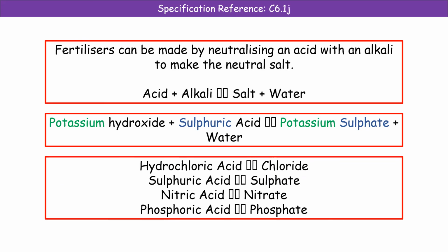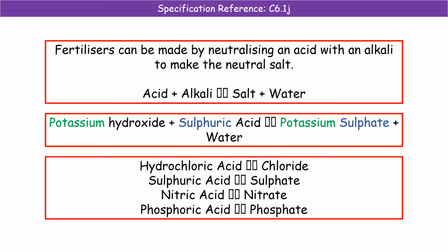How do we make these fertilizers then? Well, it's a simple neutralization reaction between an acid and an alkali, because acid plus alkali makes salt and water. Don't forget, we could pull on that knowledge in order to name those salts or to suggest the name of an acid and an alkali used to make this fertilizer.